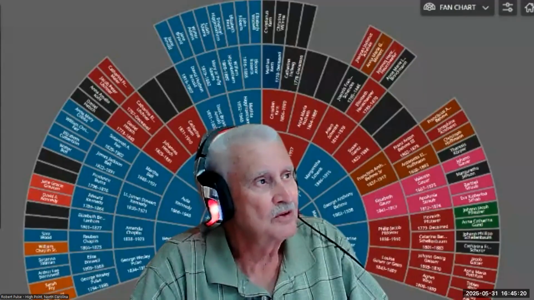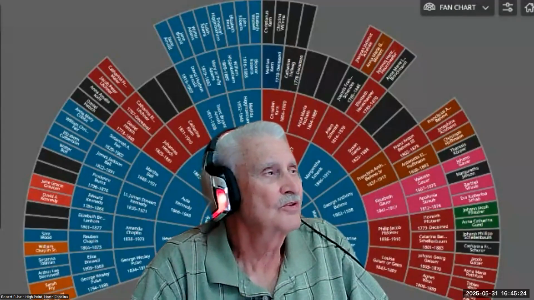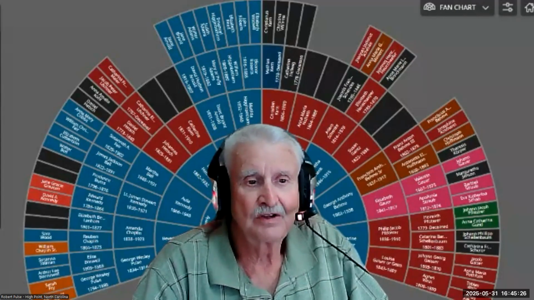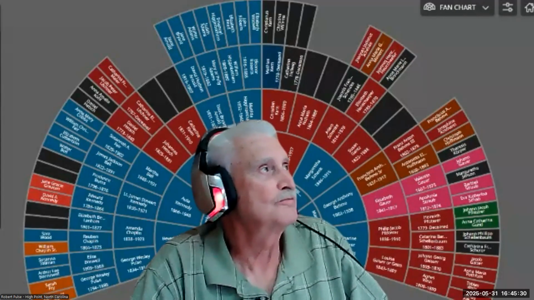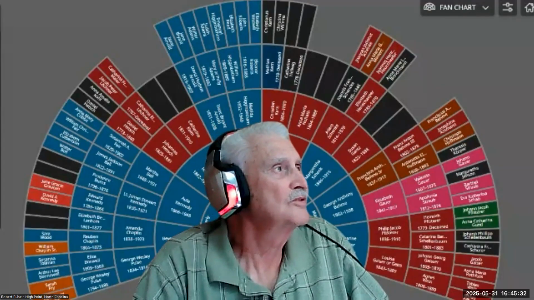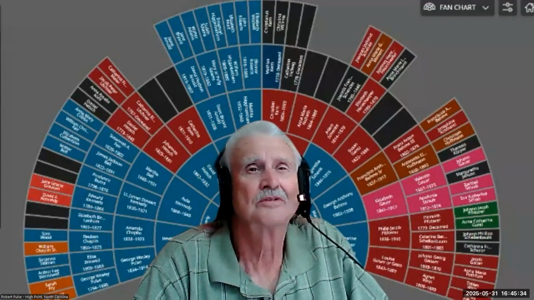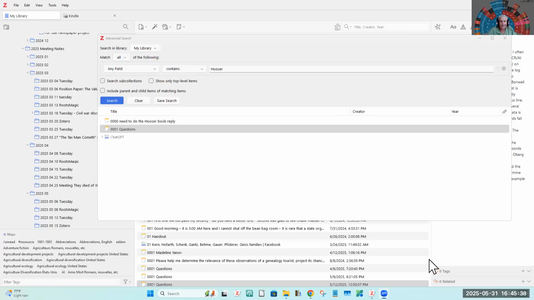Okay, this is Robert Pultz, and I'm working on the third question. The third question was basically, how do you find out what collection when you do an advanced search on Hoosier? So let's get your screen up here. You should be seeing a screen with an advanced search on Hoosier, spelled incorrectly. It's supposed to have an I in it, but there I happen to have it like this. And so any field contains Hoosier.